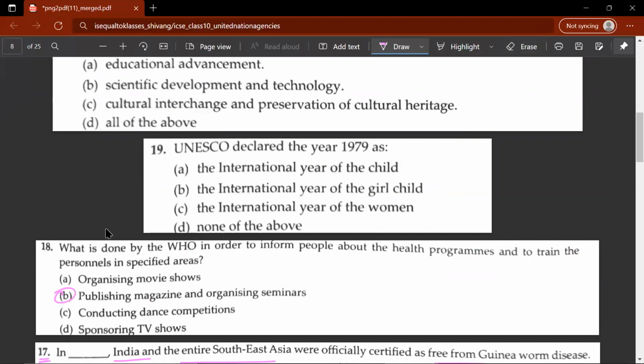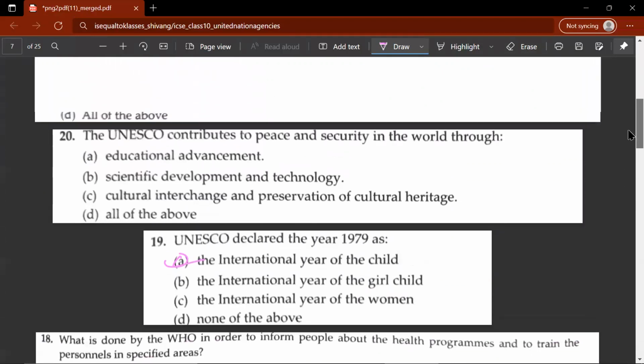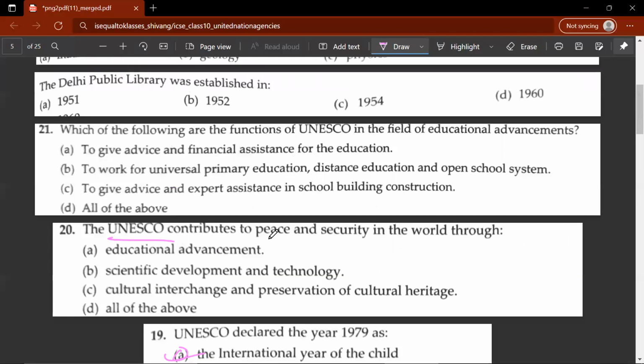Let's move on to the 19th question. UNESCO declared the year 1979 as the International Year of the Child. Let's move on to the 20th question. The UNESCO contributes to peace and security in the world through D, all of the above. So it contributes to peace and security in the world through educational advancement, scientific development and technology, cultural interchange, and preservation of cultural heritage. The 21st question, which of the following are the functions of UNESCO in the field of educational advancements?